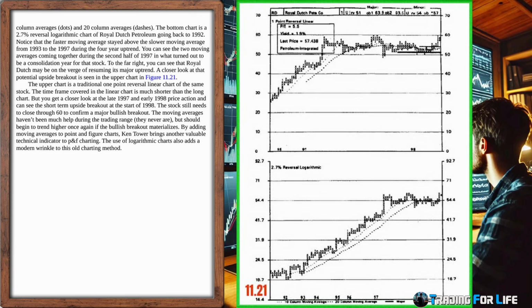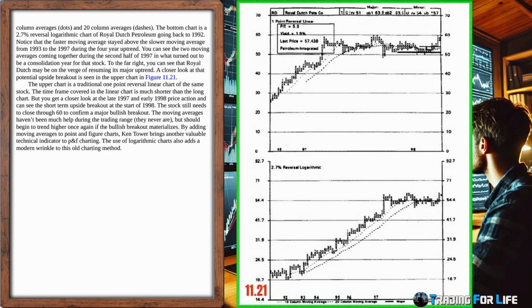The stock still needs to close through 60 to confirm a major bullish breakout. The moving averages haven't been much help during the trading range. They never are, but should begin to trend higher once again if the bullish breakout materializes. By adding moving averages to point and figure charts, Ken Tower brings another valuable technical indicator to P&F charting.